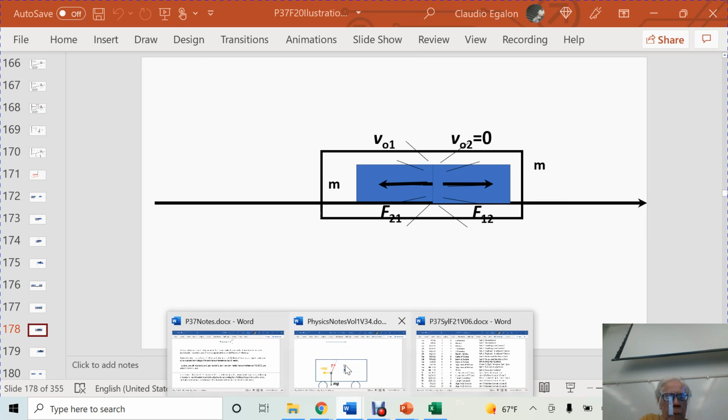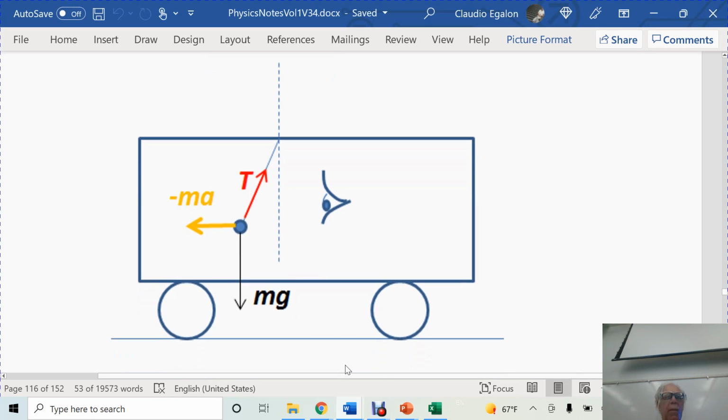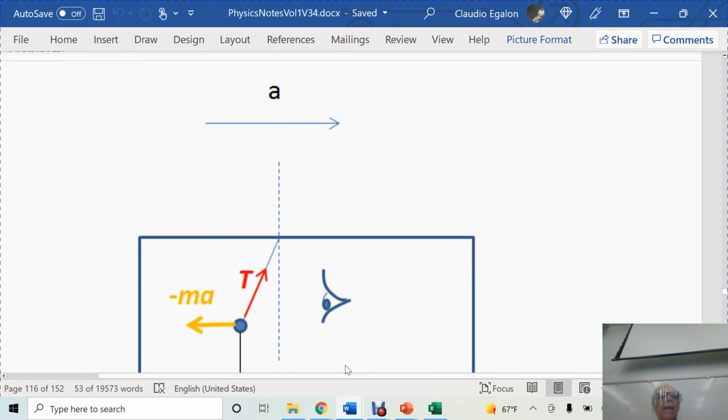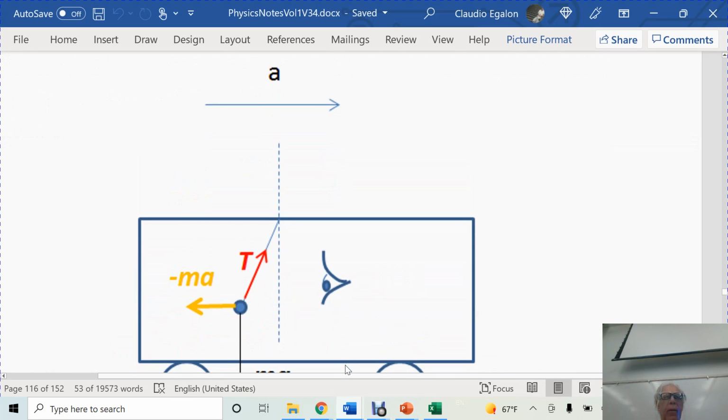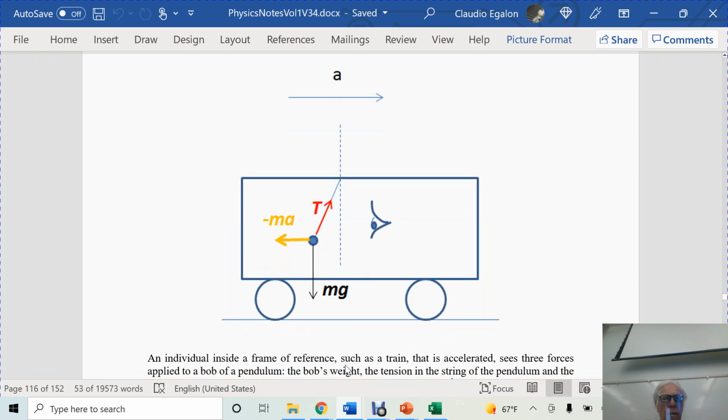Okay, so here you go. Let's take a look at this drawing. The case of the train that's accelerated to the right. We have the tension, the weight, and then the fictitious force that always appears contrary to the direction of acceleration. If you know that you are being accelerated to the right, you can solve your problem in your non-inertial frame of reference by accounting for this fictitious force.